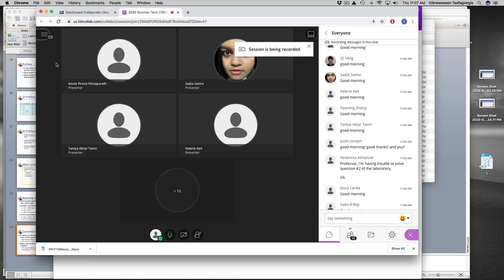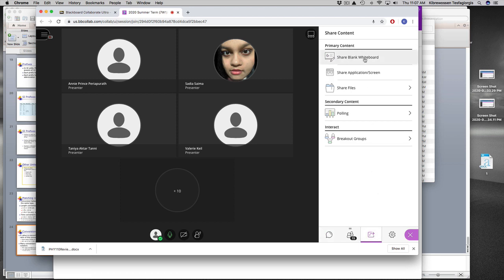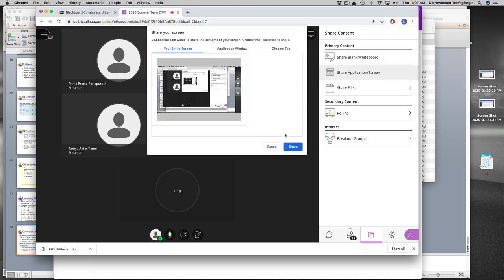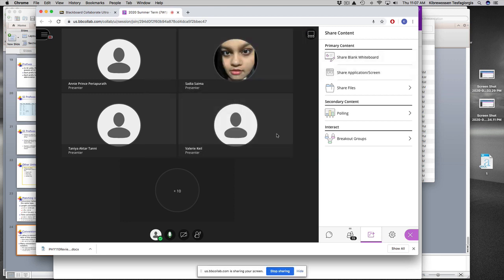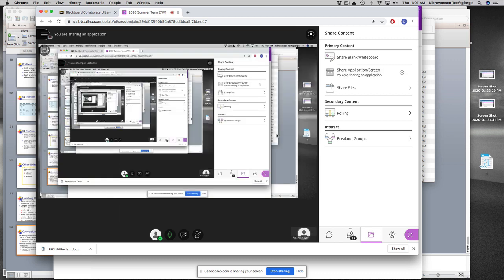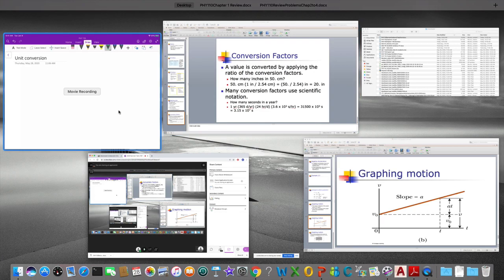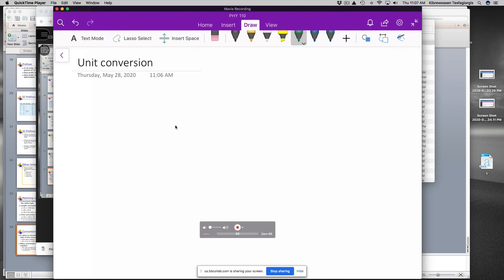So we covered last class about unit conversion, and we tried to do a few examples of how to convert one unit to another. From there, let's proceed and see a few more examples.